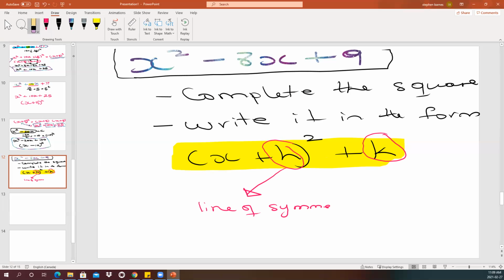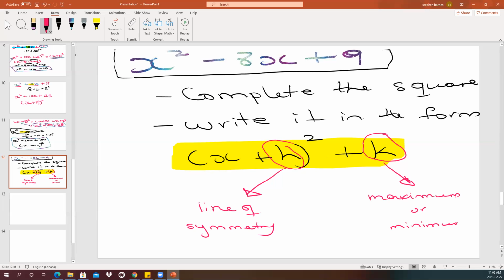Do you remember how we find the line of symmetry on the graph? Earlier, whatever value you get in here, so for your h, that's literally the x value for your line of symmetry. And this k value right here is going to be the value for your maximum or minimum. Oh, okay. So that's why this is important, right?